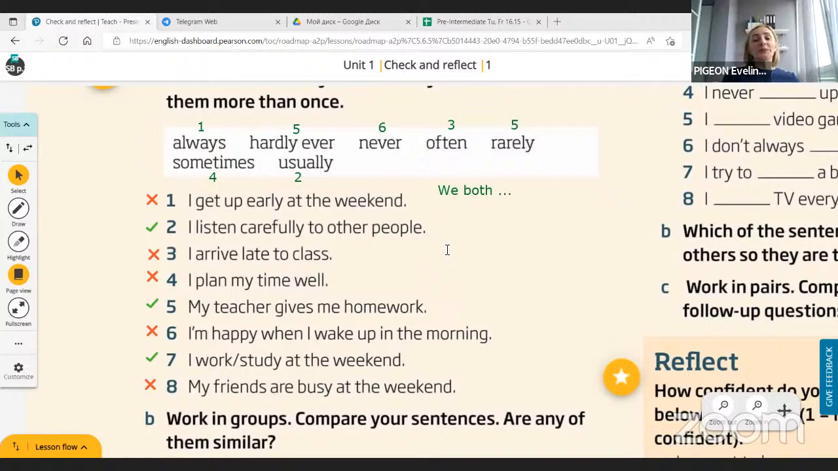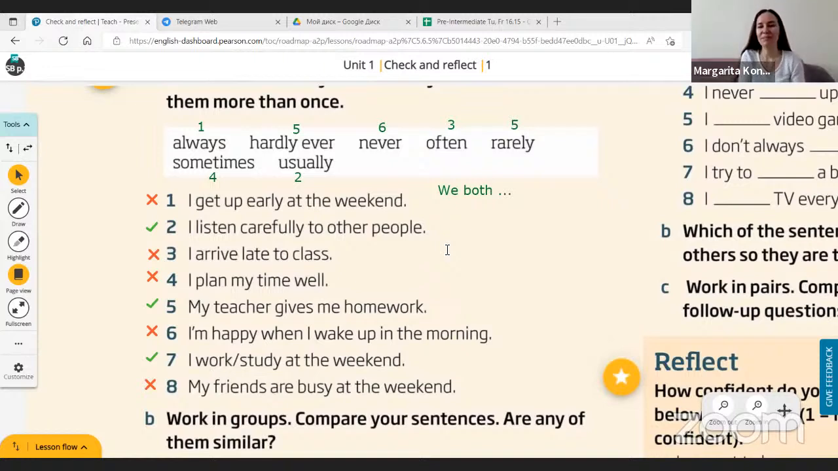We both, our teachers. Or our both teachers. Our both teachers always gives them homework. Yeah. Okay. Okay.